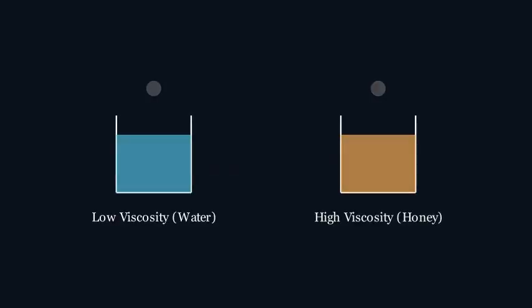Before we touch the units, what is viscosity? Intuitively, it's a fluid's resistance to flow. Think of it as a measure of a fluid's thickness. Water has low viscosity, it flows easily. Honey, on the other hand, has high viscosity and flows very slowly.